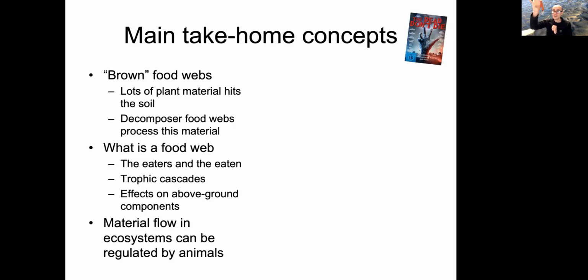So predators, by eating decomposers, can affect the amount of detritus that is there, and therefore the decomposition rate through these indirect effects. And as a consequence, the flow of materials and nutrients, of carbon and nitrogen and phosphorus through these ecosystems can be regulated by animals. And this has an effect for the above ground growth of plants as well.